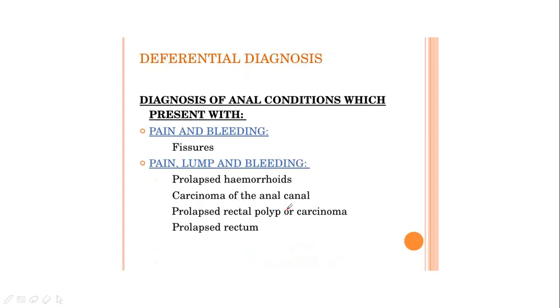The differential diagnosis would be what? For anal conditions which present with pain and bleeding, it is called fissure. If there is pain with a lump and bleeding, it could be prolapsed hemorrhoids, carcinoma of the anal canal, prolapse of a rectal polyp or carcinoma, and prolapsed rectum.